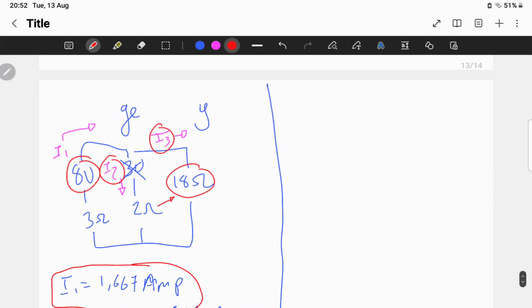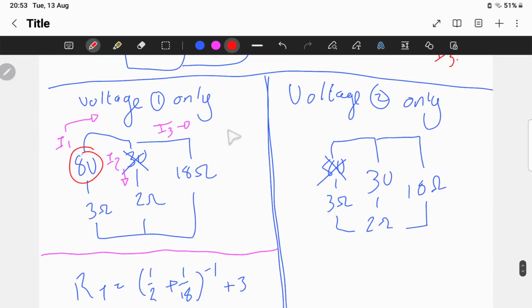But remember guys that for superposition we only solved the first equation. We have to solve now the second equation, right?